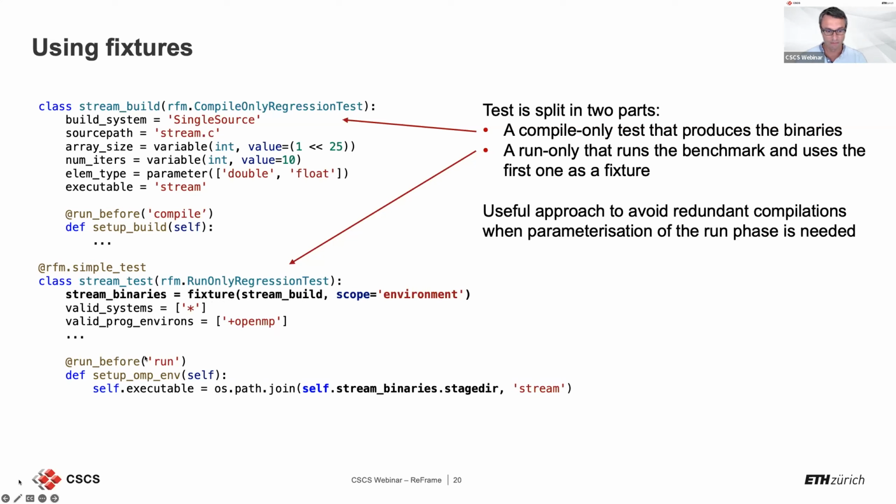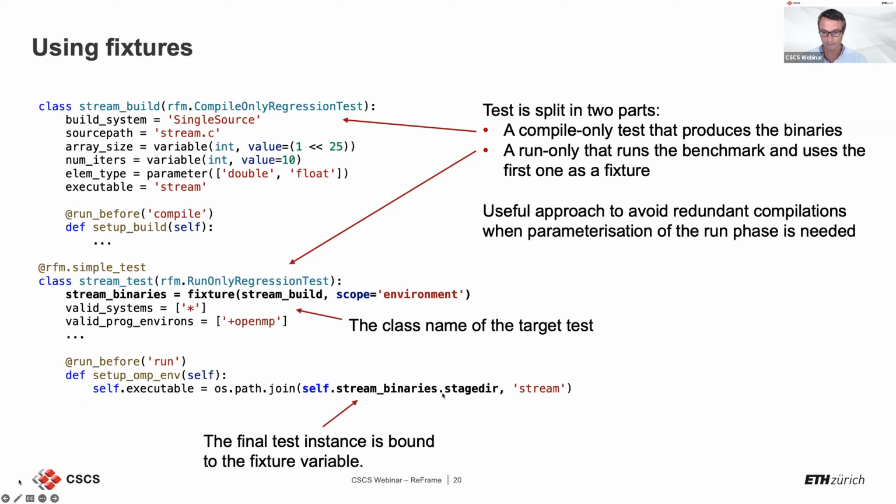And then it goes as before, except that beforehand, you need to find the executable, because the executable is produced in the stream build. So actually what you do, you access it through the fixture handle here, stream binaries. And actually there you access the whole test that has run, because eventually this is a test that you depend on. Stream test depends on the stream build. And this test has run before you start the stream test. So then you can access all its variables or all its state. And by accessing all its state, then you can access, for example, the stage directory.